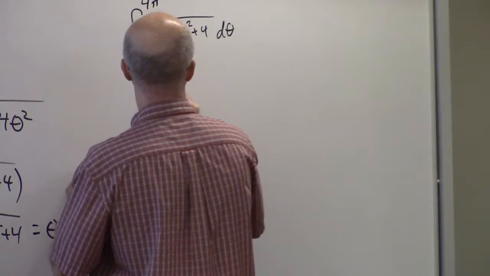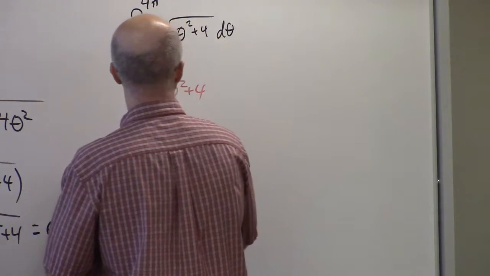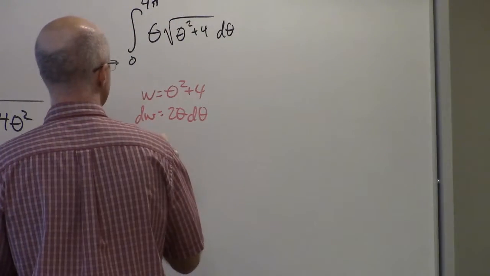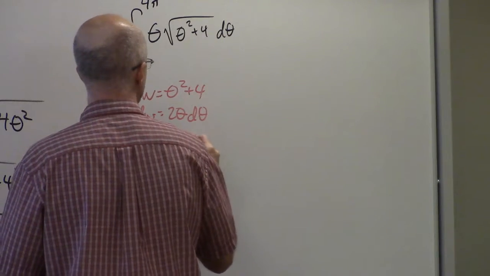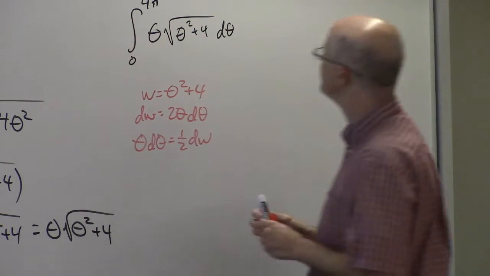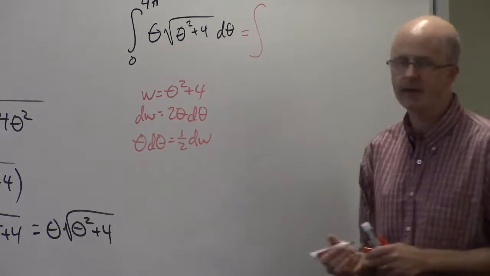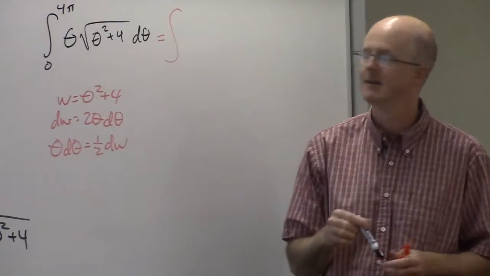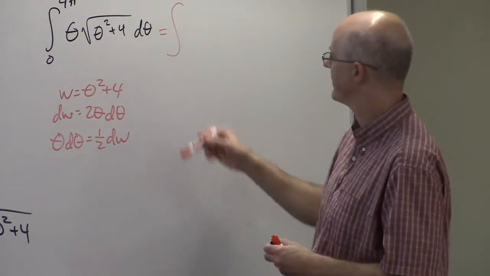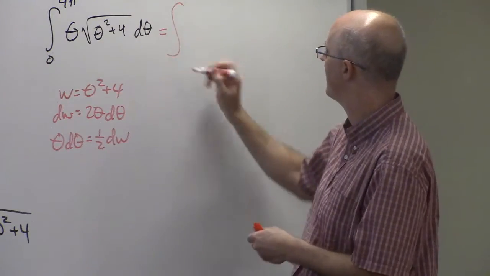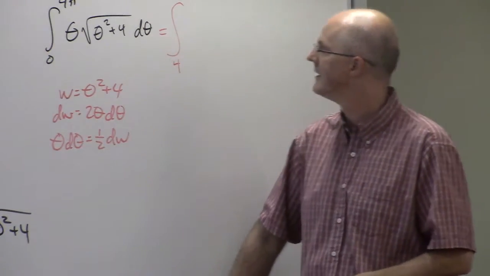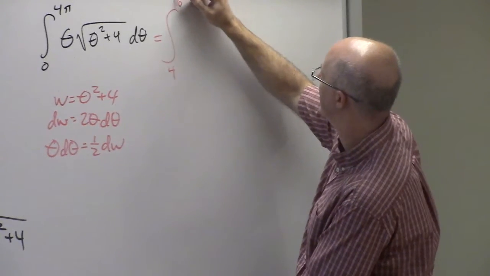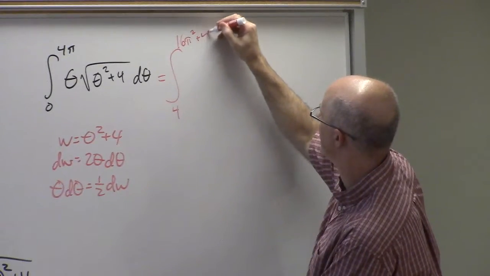Let's let w equal theta squared plus 4. dw will be 2 theta d theta. That means theta d theta will be 1/2 dw. If you're going to write a new definite integral involving the new variable, you must change the limits of integration. This is something you should know for the test. Change those limits of integration. When theta is 0, w is 4. That's the new lower limit. When theta is 4 pi, this is not real pleasant, but I guess you get 16 pi squared plus 4 for the upper limit.